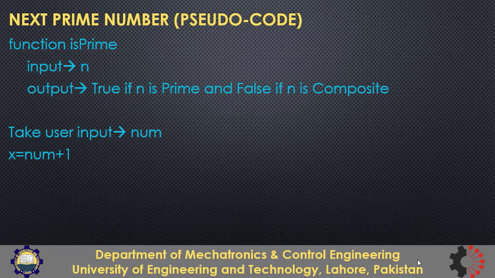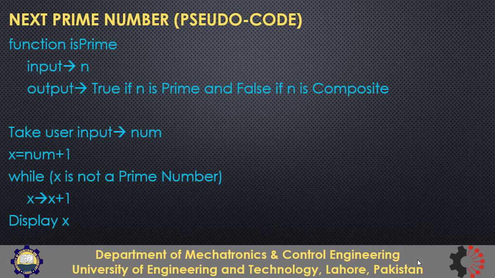So this is the case where we should use the while loop. This would be the logic of the while loop. If x is not a prime number, you will simply increment the value of x. You will have to use the isPrime function in the condition. So when x is a prime number, the while loop iteration would stop, and then outside the while loop, you can display the value of x.